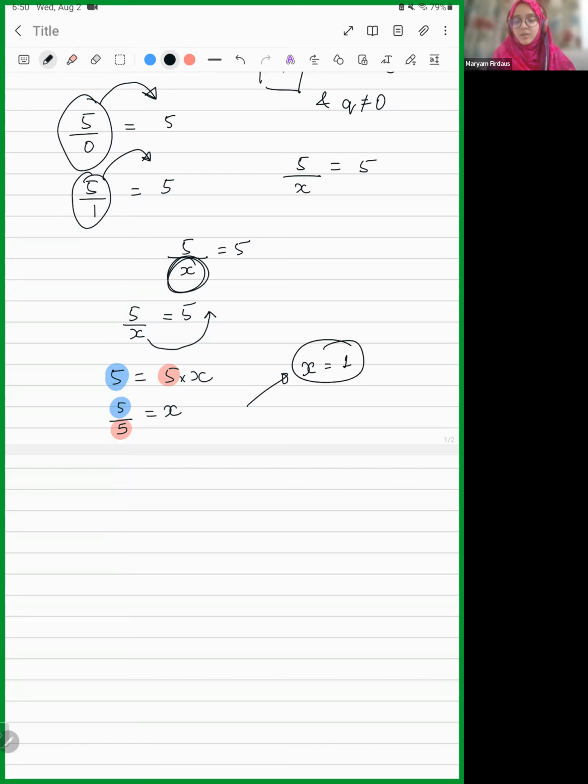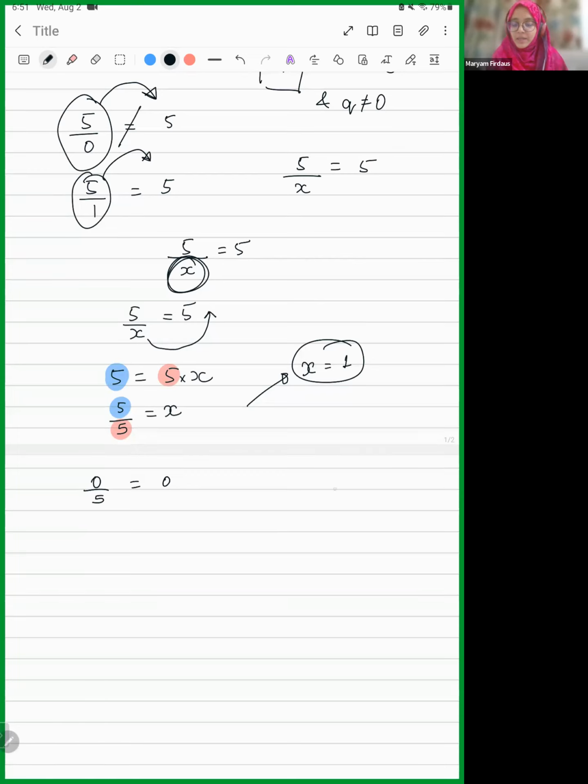Can x be 0? No. Let's see why x cannot be 0. 5 by 0 is not equal to 5. Okay. What is 0 by 5? Can someone tell me what is 0 divided by 5? 0. 0 divided by 5 is 0. Good. It is 0. See why?